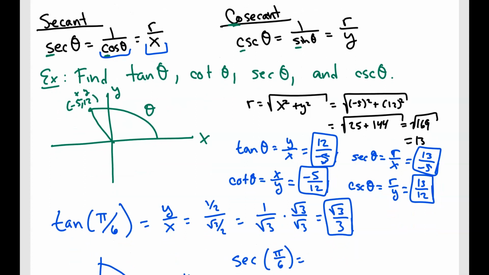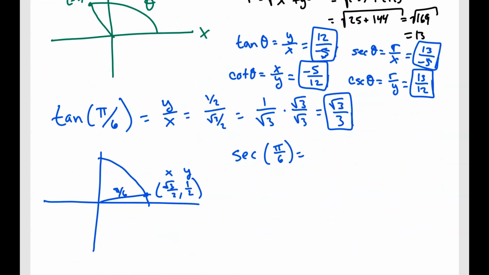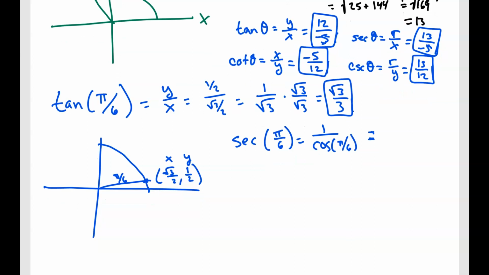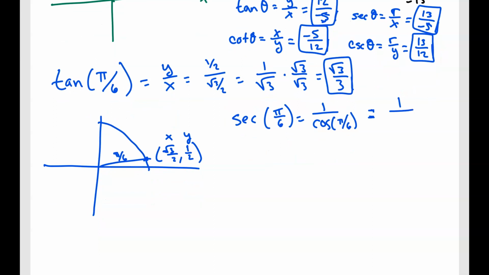So in this case, you can do 1 over cosine of theta, which in this case is 1 over cosine of pi over 6. So you'll have 1 over, what is the cosine of pi over 6? Well, the cosine is our x value, which is square root of 3 over 2, which is equal to 2 over square root of 3. And then rationalize this out, and you get 2 square root of 3 divided by 3.